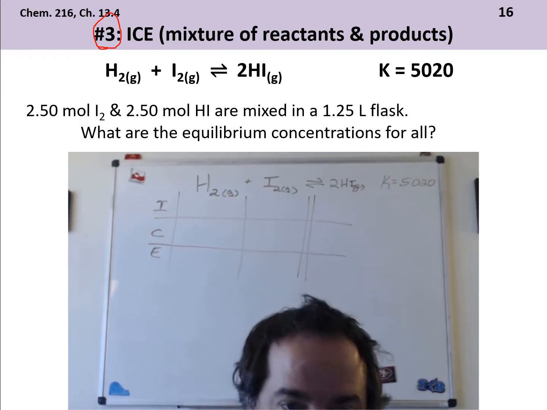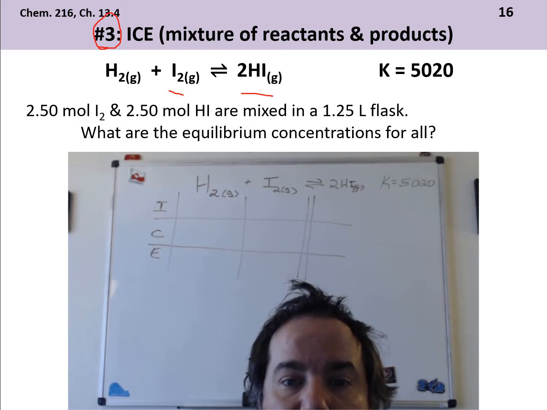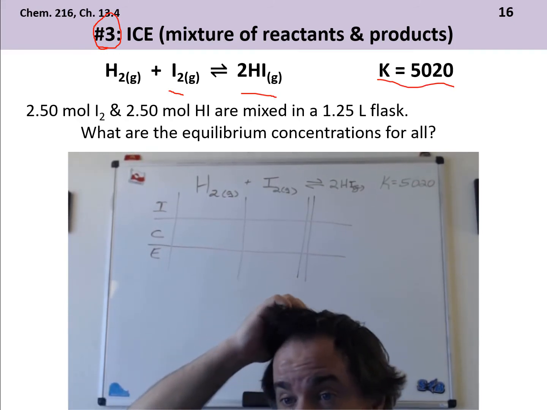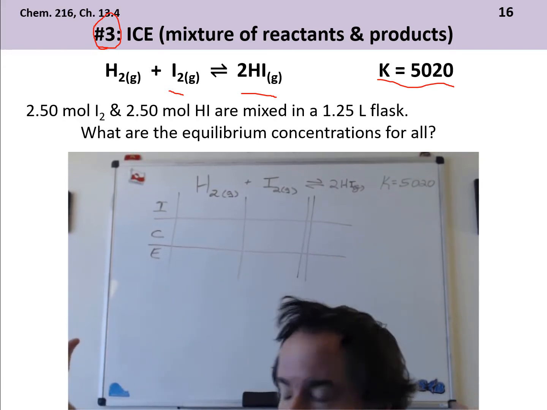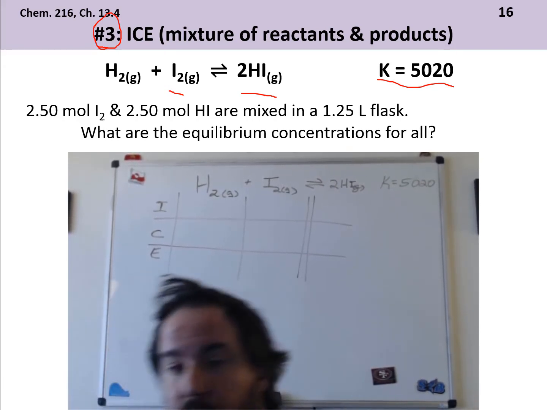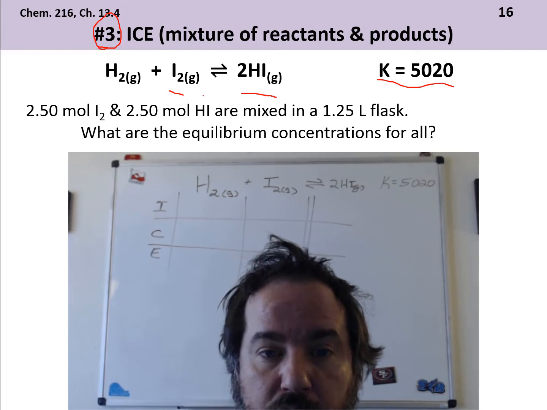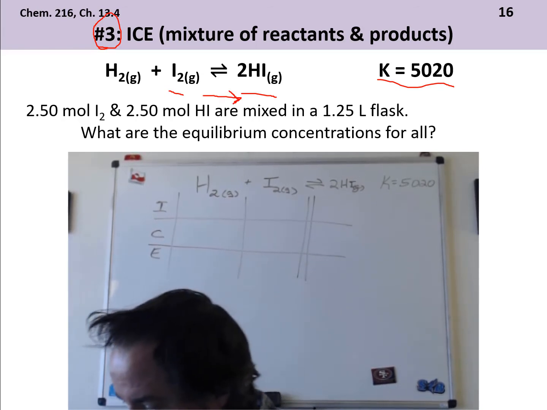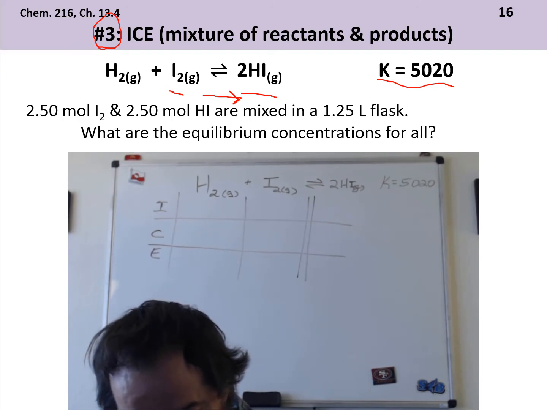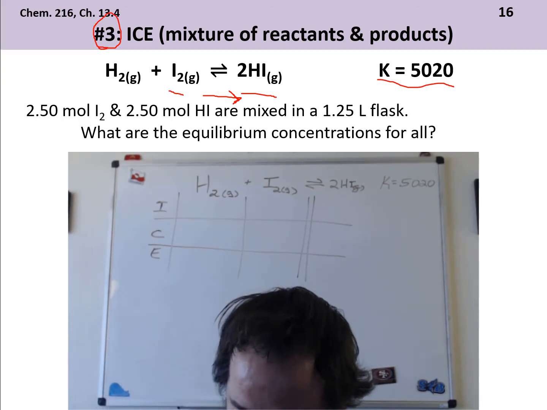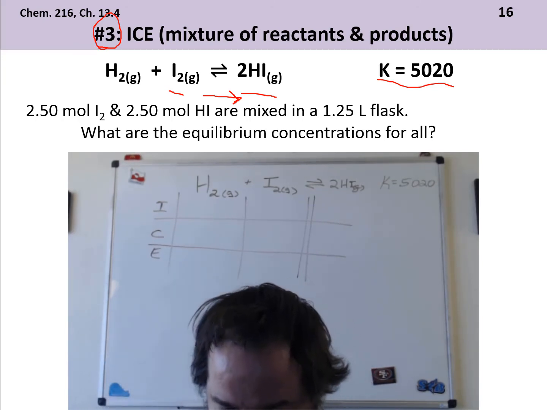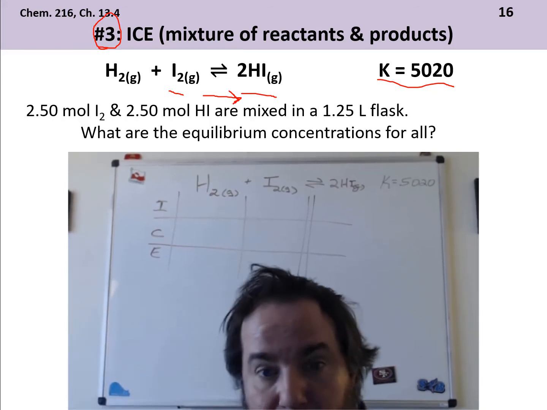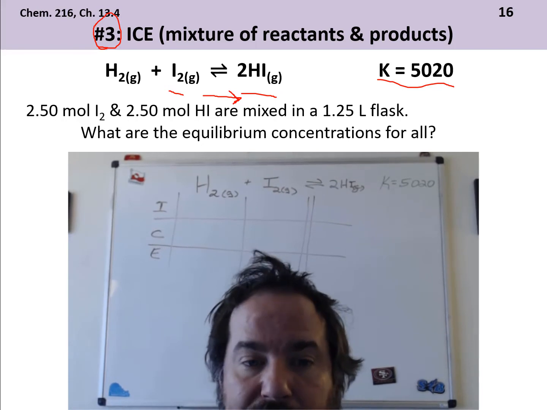We have H2 gas plus I2 gas going to 2HI gas, and we're told K equals 5,020. Notice that's a big K. So what that means is this reaction goes very far to the right. Okay, it's one that actually isn't very close to being equal amounts to each other. You get a lot of HI, very little reactant.